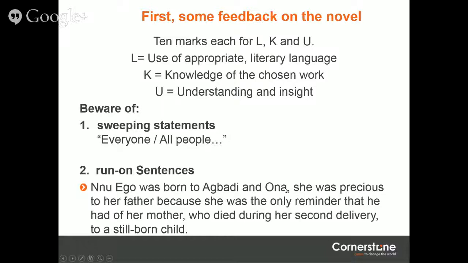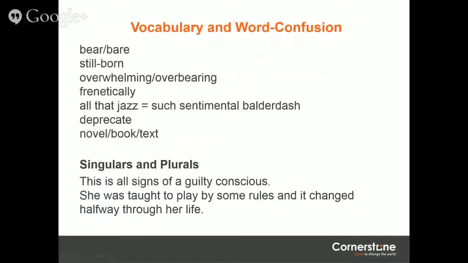This matters. When you are speaking and when you are reading this, nobody can hear that there's a mistake, but it is, in fact, a grammatical error. Right. Now, some vocabulary and word confusion that I came across.